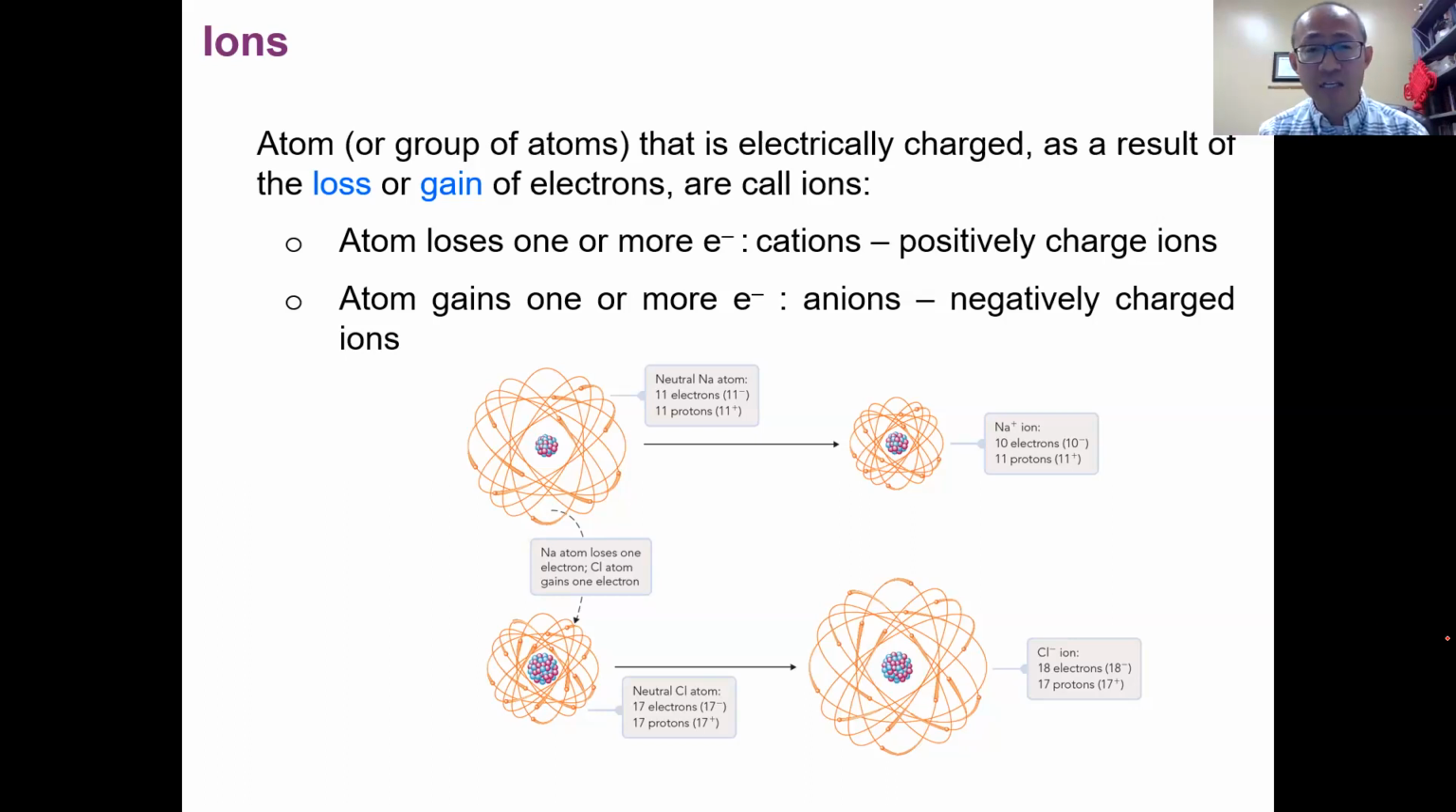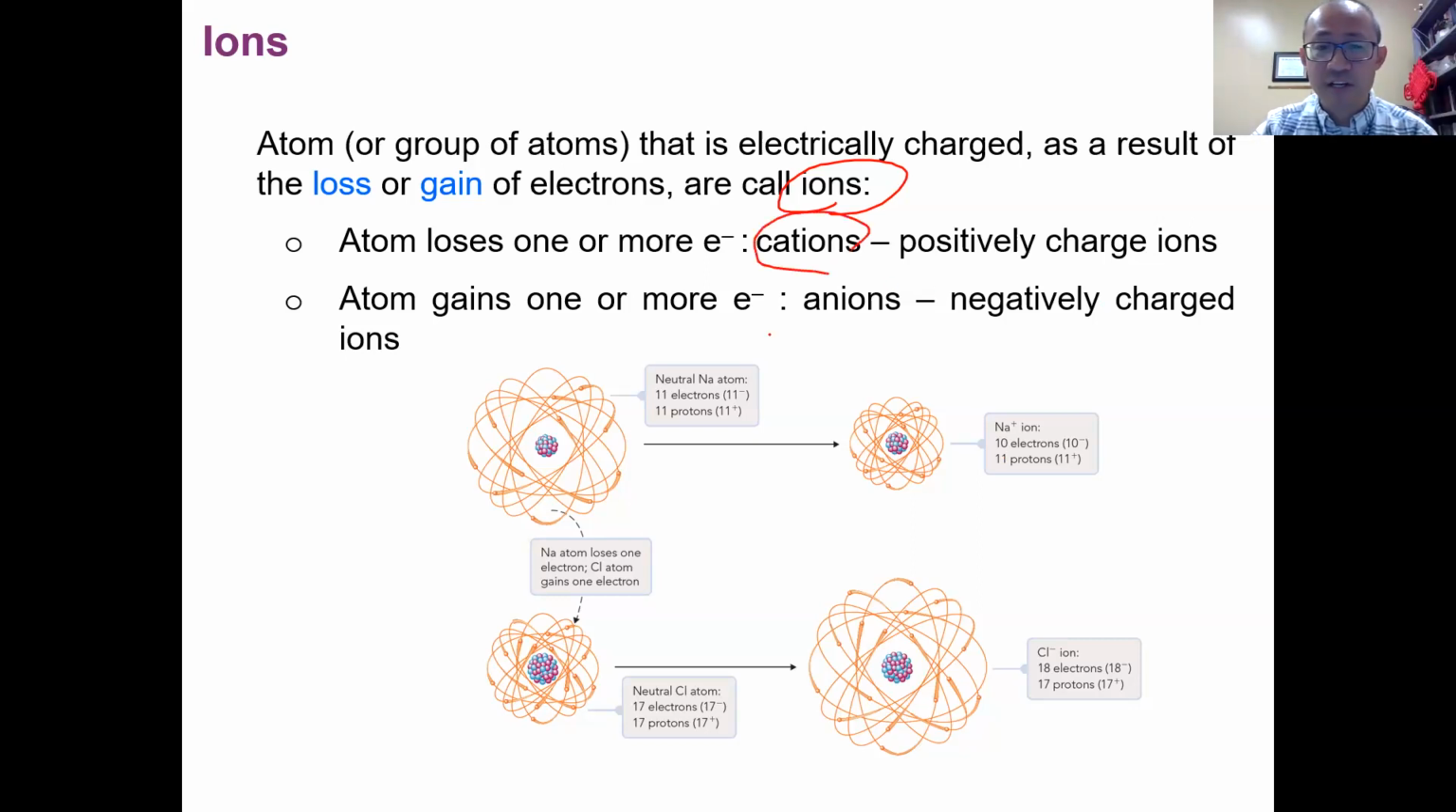So in the process of losing or gaining electrons, an atom will become charged. We call those charged species ions. When an atom loses an electron, that means you have more protons than electrons, so the atom will become positively charged. And we call the positively charged ions cations.